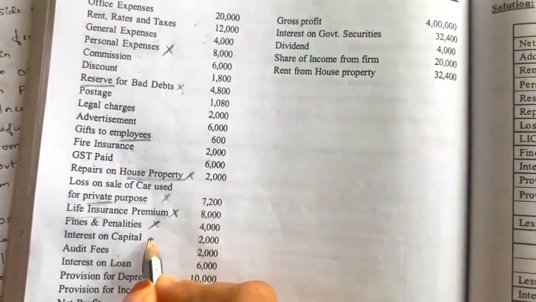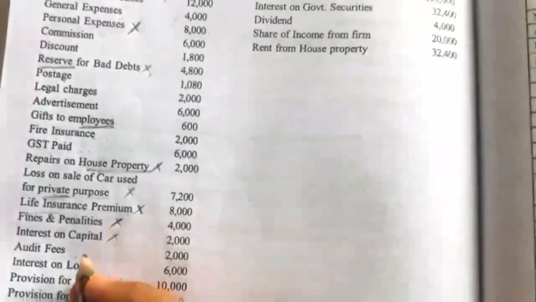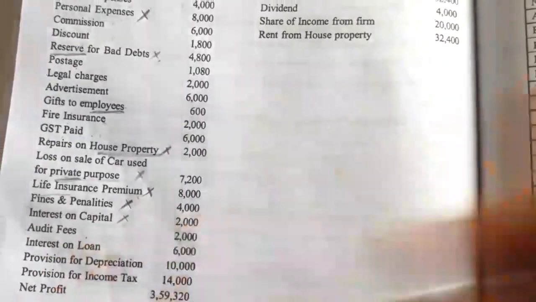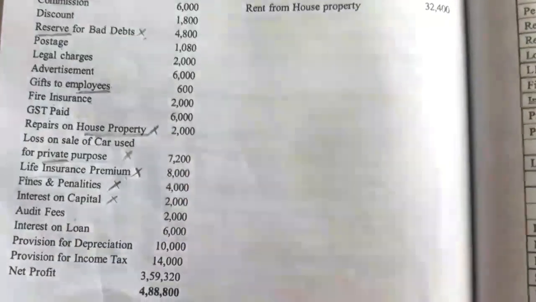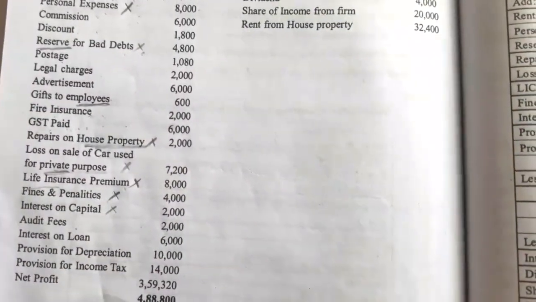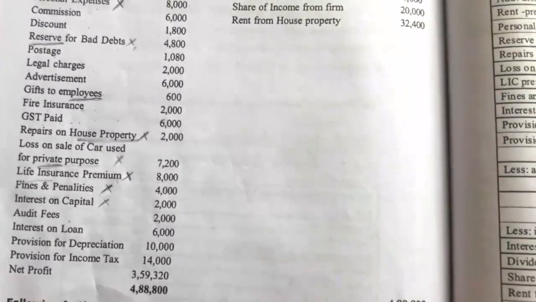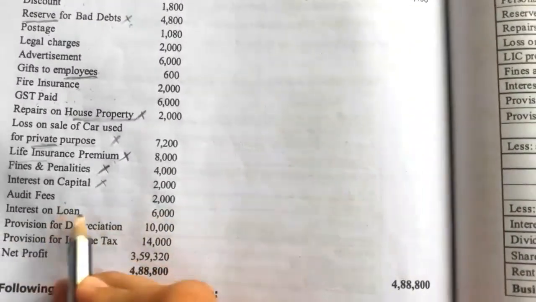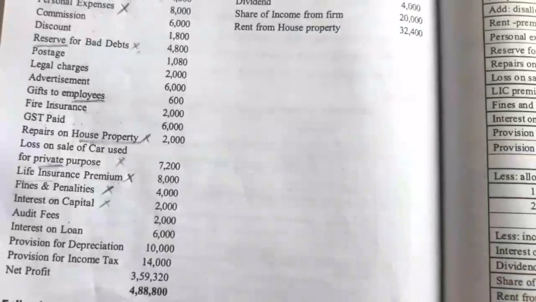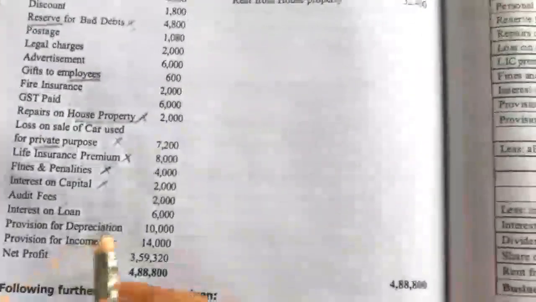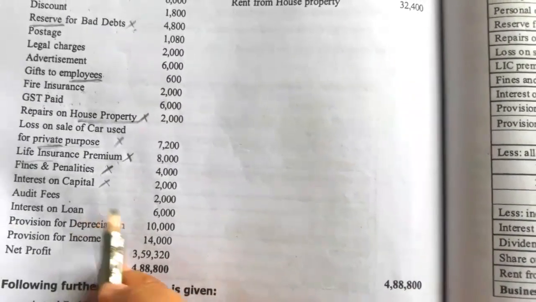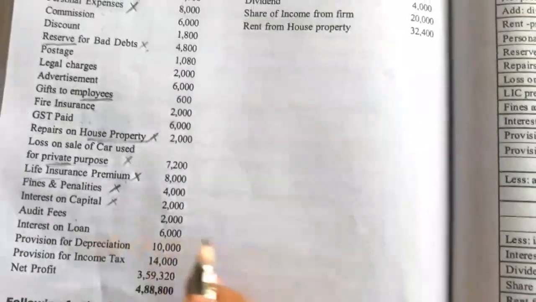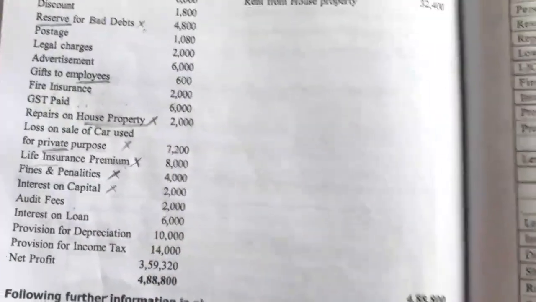Then interest on capital is a personal expense, it is not relating to business, so it is disallowed. Then audit fees is paid for auditing work, for the auditing of a company's records. Fees paid to the auditors is a business related expense, so it is allowed. Then interest on loan: if they give any information about whether the loan is used for business purpose or personal purpose, then if it is personal purpose, it is disallowed. If it is business purpose, then allowed. There is an adjustment, we'll see later.